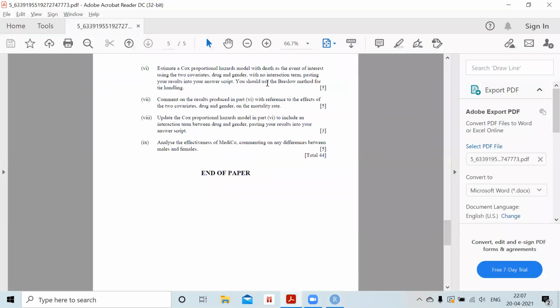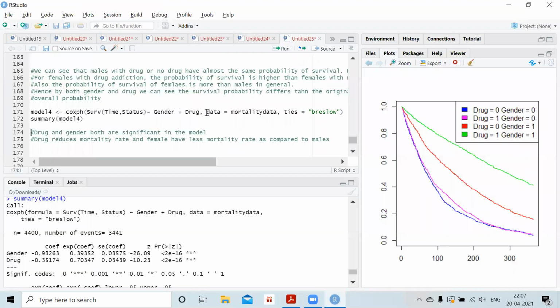Okay. Comment on the results with reference to the effects of the 2 covariates, gender and drug. So we can see with the effects of gender and drug that people taking the drug have 0.070347 times the mortality of people with no drug. Also, gender is also affecting it, in that females will have mortality of 0.39352 times that of males, because female is 1 and male is 0.